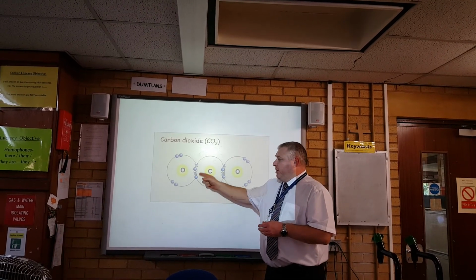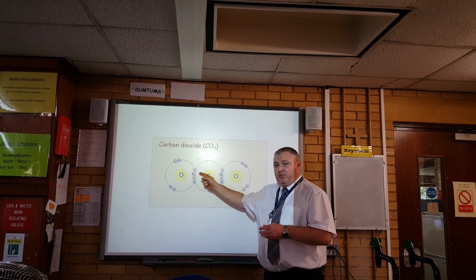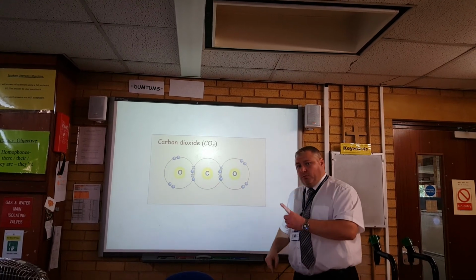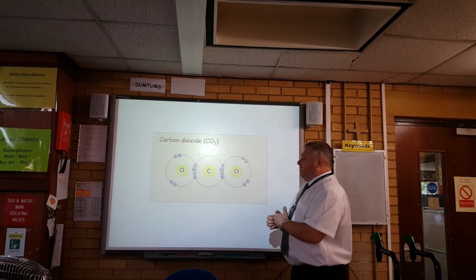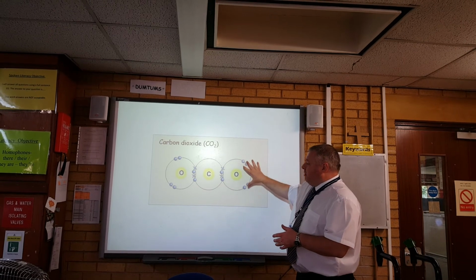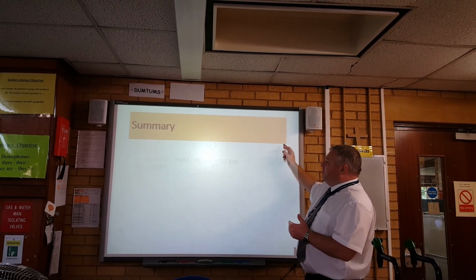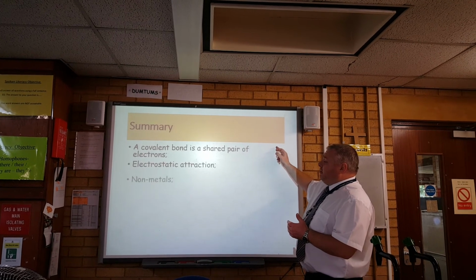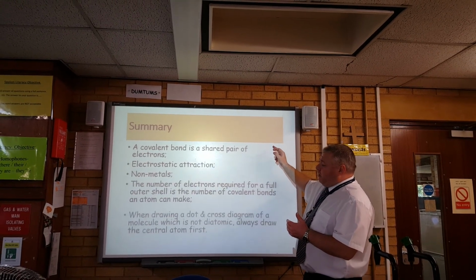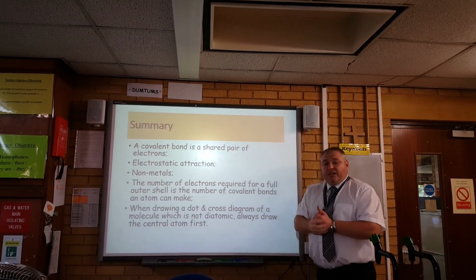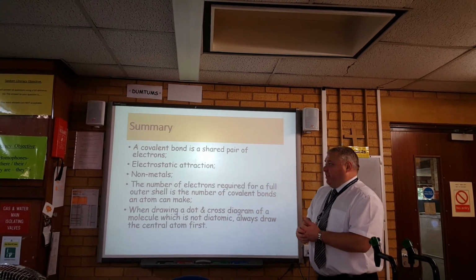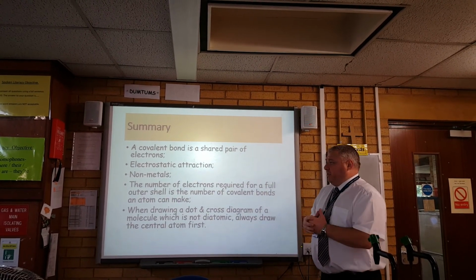And it's a double bond because there's 2 shared pairs of electrons. 1 shared pair is 1 bond, 2 shared pairs is a double bond. And if you look, all the atoms again have 8. So, to summarise, covalent bonds involve sharing of electrons. Electrons are always going to be shared.